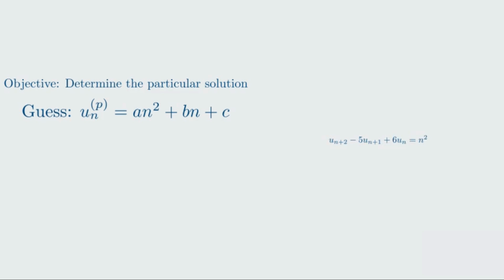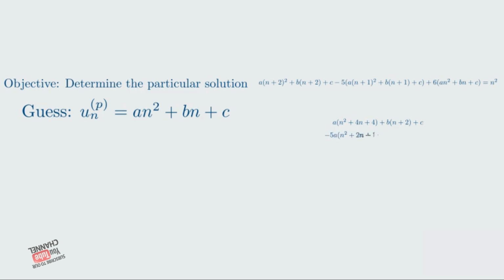u sub n plus 2 minus 5u sub n plus 1 plus 6u sub n equals n squared. Substituting our guess into the equation, we replace u sub n plus 2 with a times n plus 2 squared, and so on. Now we expand each term carefully. The first part becomes a times n squared plus 4n plus 4, plus b times n plus 2, plus c. Then we have minus 5a times n squared plus 2n plus 1, minus 5b times n plus 1, minus 5c. And finally, plus 6an squared plus 6bn plus 6c equals n squared.